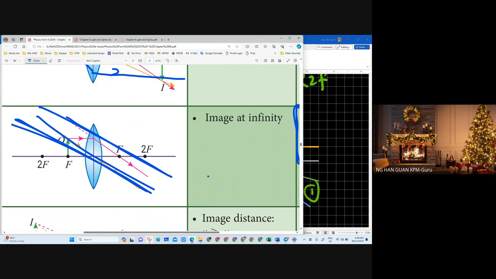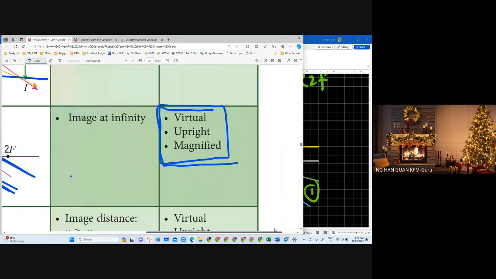Because these two parallel rays, at least in our drawing, we can't show that they meet. But somehow they may believe they will meet at infinity, and then the image will be formed. We cannot say it is not going to form, so we can only comment that the image forms at infinity. But when the image forms at infinity, how are you going to tell people the image must be virtual, upright, magnified? Because no one knows. Only God will know.